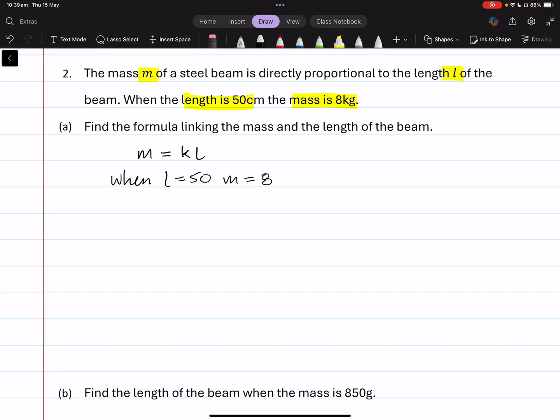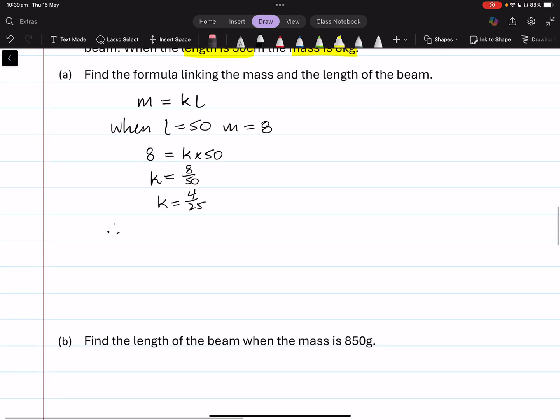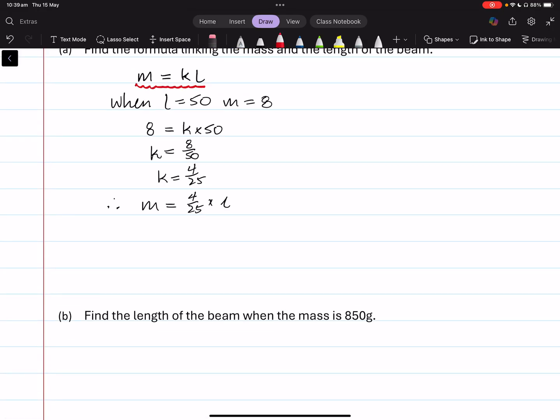So substituting those numbers into the formula, we've got 8 equals K times L, which is 50. So K is equal to, if I divide both sides by 50, 8 on 50, which of course simplifies to 4 on 25. And so therefore, the mass is equal to KL, which is 4 on 25 times L. I'm substituting it back into this equation. I'm underlining in red here. I found my K value, I'm putting it in there now.